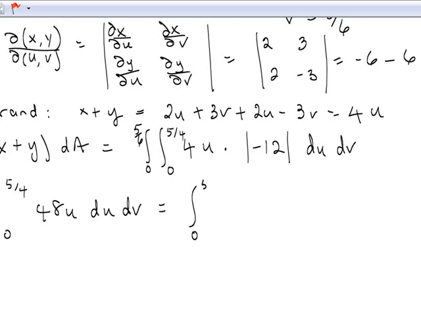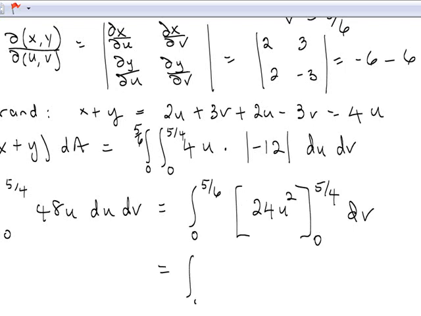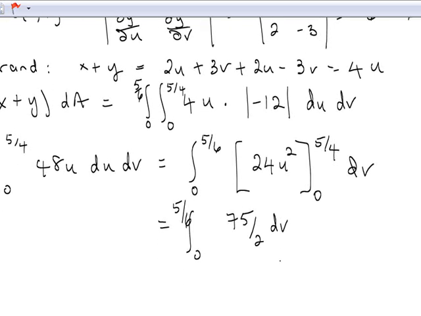The integral from 0 to 5/6, integrate 24u squared from 0 to 5/4 dv. When you work that out, you will get 75 over 2 dv. And your final answer is 125 over 4.